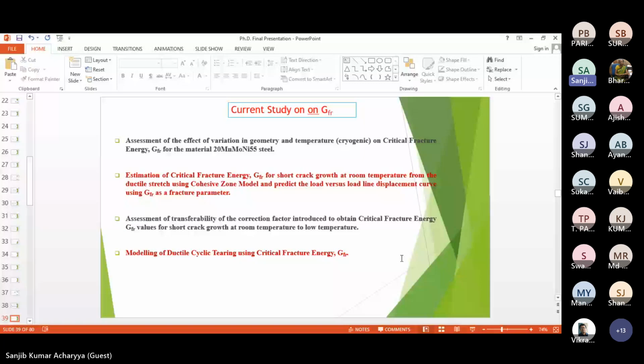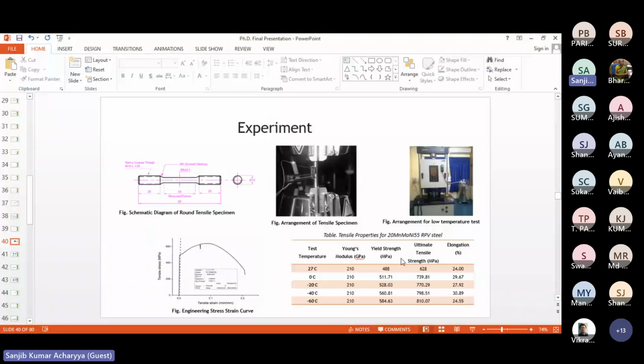What we did: tensile experiments at different low temperatures. We did experiments up to minus 140, but here I am going to present only data up to minus 60, because our observation is that at minus 80 degrees centigrade the failure was completely brittle in nature. And as we are talking about ductile crack growth, at minus 60 degrees centigrade we examined the fracture surface. At least there we got some ductile stretch before brittle initiation. So we considered the data up to minus 60 degrees centigrade.